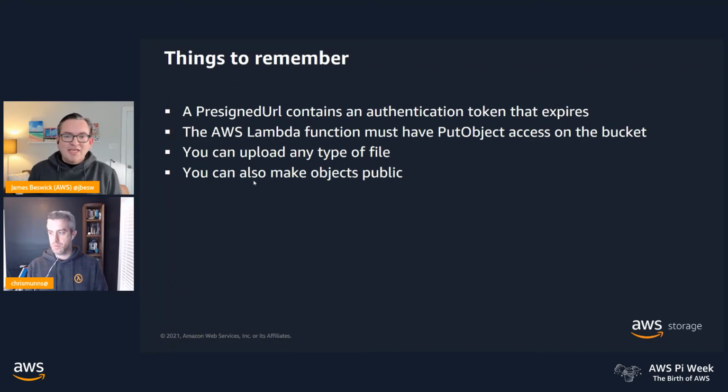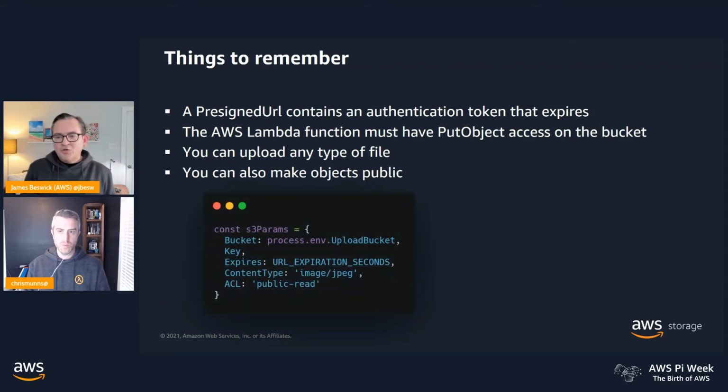You can also upload any type of file. So I'm focusing on JPEGs, but you could upload PDFs, zip files, whatever you prefer. And although S3 objects, when they're first uploaded, are private by default, you can also make them public. So in some mobile apps in particular, this can be useful, especially if you have user-generated content that you want to share with other users.